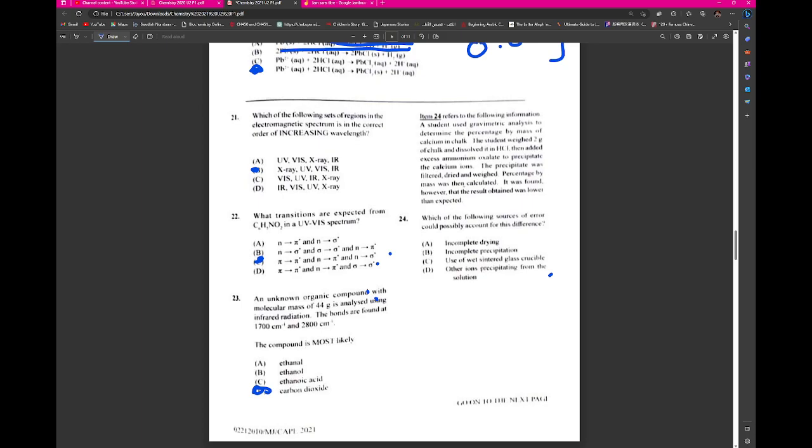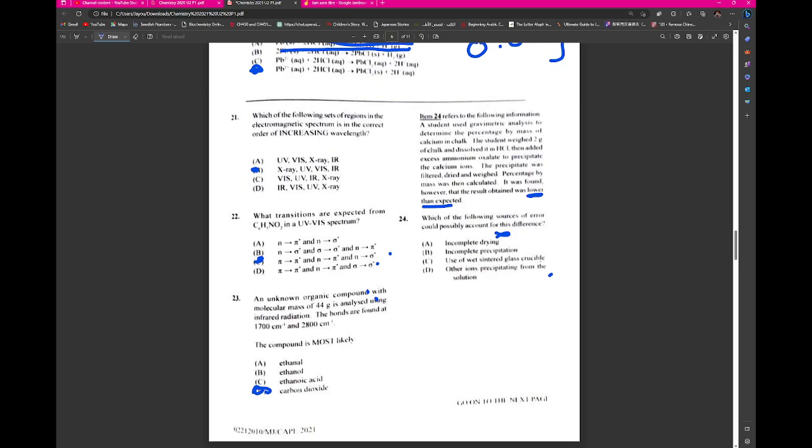The percentage by mass was then calculated. It was found, however, that the result obtained was lower than expected. Which of the following sources of error could possibly account for this difference? Now, if there's incomplete drying, we know that water is still left there. That means that error would allow it to be higher than expected. So that would be out.